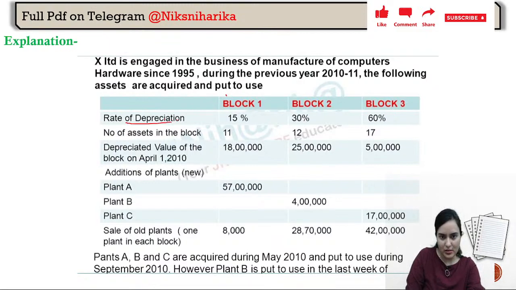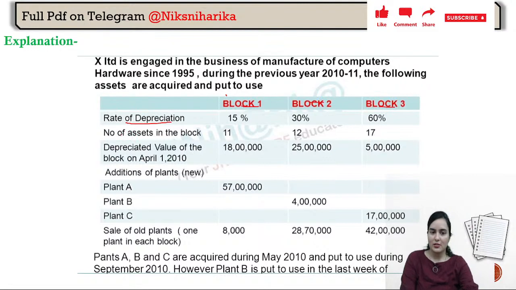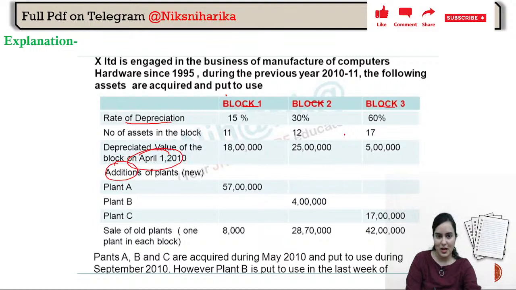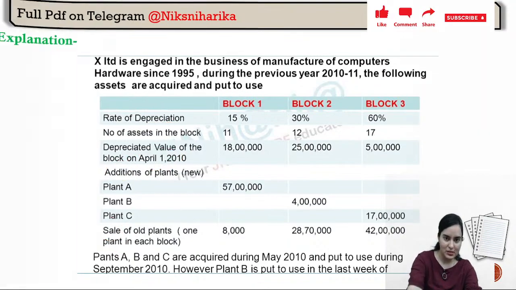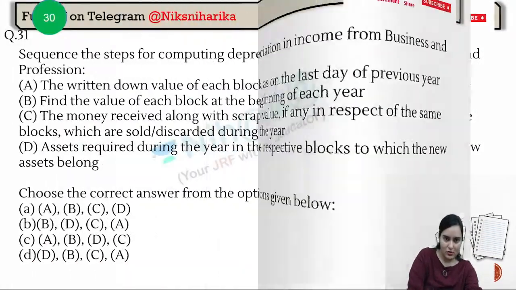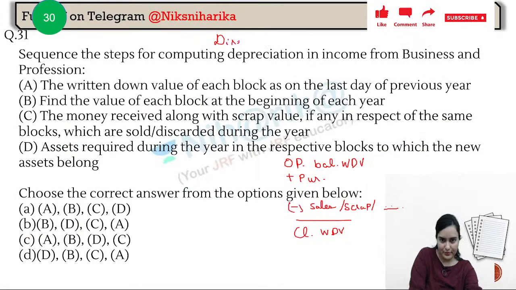Like this you might have seen. First, we'll decide the rate of depreciation and block of asset, that can also be added. NTA is very kind. They have not given the block and rate in step 1. Then number of assets also we'll see. Then depreciated value: this is opening, then purchases, minus sale, then closing. I have given a better representation in Unacademy Plus classes. So this is also a direct question.